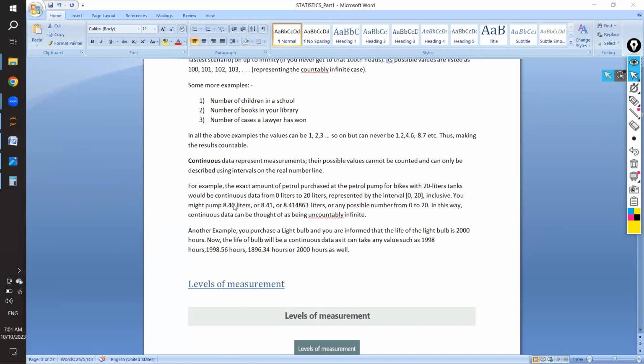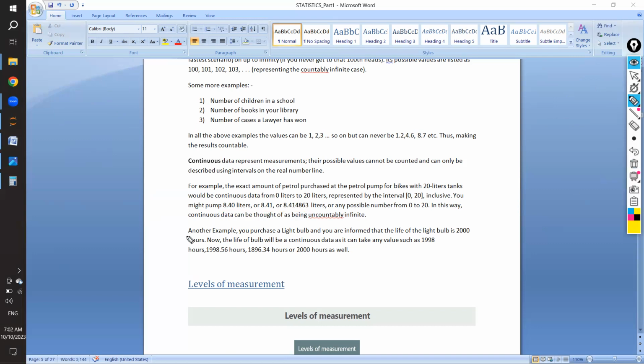In this way, continuous can be thought of as uncountably infinite. Discrete could sometimes be countably infinite, meaning you are able to say 1, 2, 3, 4, infinite. It is infinite, but still I'm able to count. But continuous will be uncountably infinite. Even between two numbers you will have infinite values, and inside those infinite values you will have infinite values again. What is the exact number of liters I can fill? You cannot say.